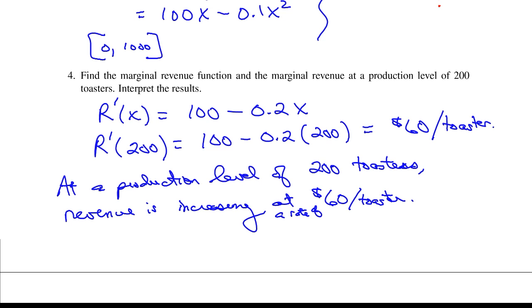Notice a couple of things about this. In order to interpret the results, you must clearly state what the production level is. And then secondly, it's revenue that is increasing. It is not marginal revenue that is increasing. Marginal revenue is the derivative. The derivative tells us how the original function is increasing or decreasing. And that original function is revenue itself.